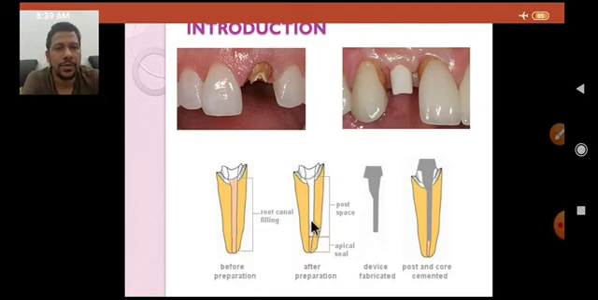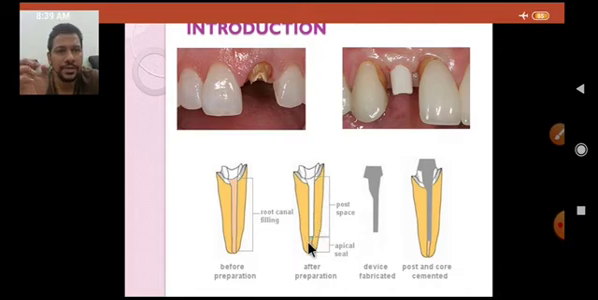After that, for creating the post space, you can use Gates Glidden burs or Peeso reamers. These two are most commonly used in order to create a post space to receive a post. The post space you create should have similar dimensions to the post to be cemented, because the post you are giving should fit almost exactly to this post space. Otherwise there will be something called dead spaces, which will again inhibit the longevity of your post and core.